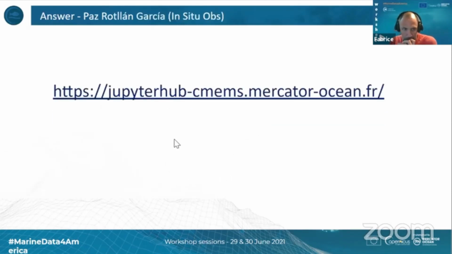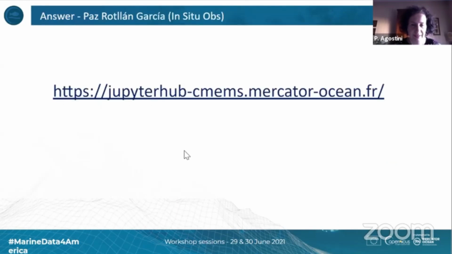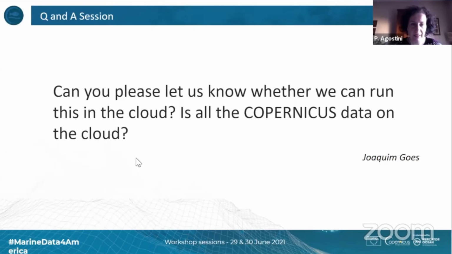folders with the different Jupyter notebooks and the dependencies for other notebooks. Okay. So the next question was, what is the link to get into the Jupyter with the shared codes? And I saw there is already the answer here. So it's yes, the JupyterHub of Mercator Ocean France. Can you please let us know whether we can run this in the cloud? Is all the Copernicus data on the cloud?